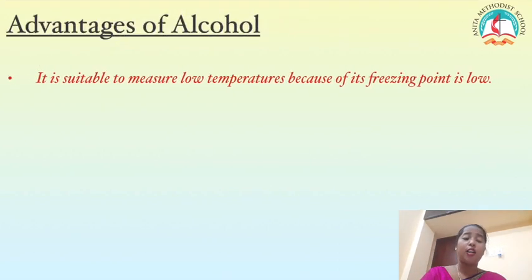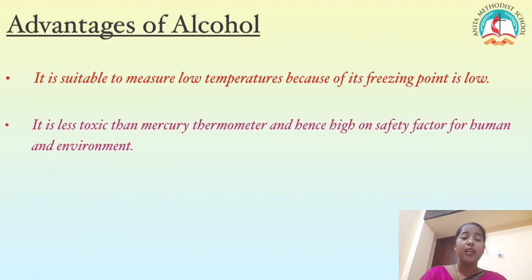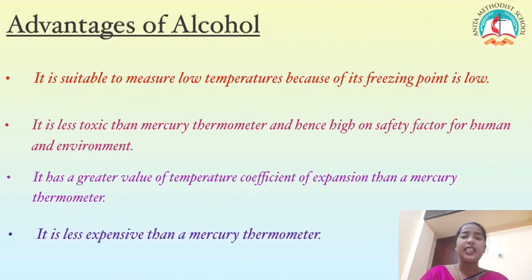Advantages of alcohol. It is suitable to measure low temperature because its freezing point is low. It is less toxic than a mercury thermometer and hence high on the safety factor for humans and the environment. It has a greater value of temperature coefficient of expansion than a mercury thermometer. It is less expensive than a mercury thermometer.